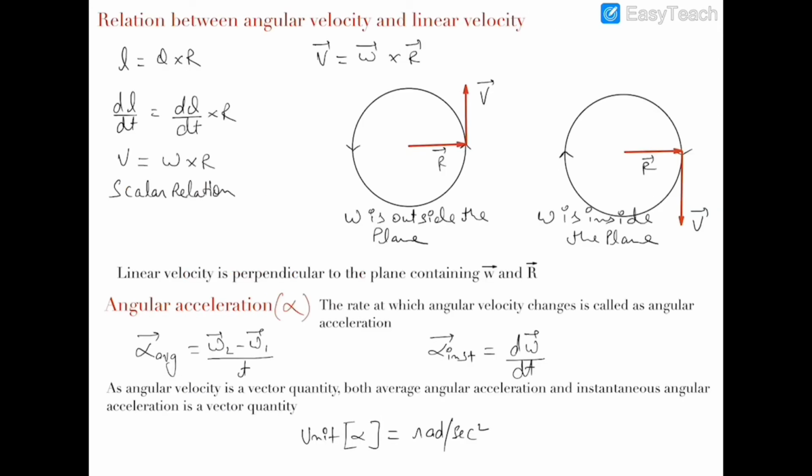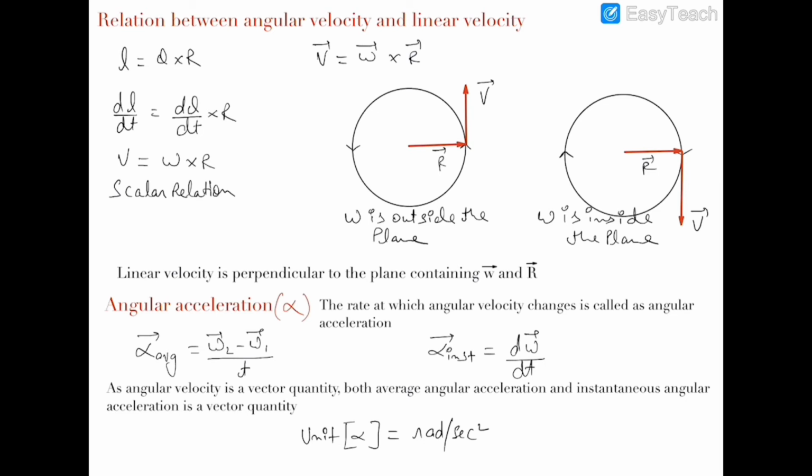Now the relationship between angular velocity and the linear velocity will be calculated here. So we know that L, which is arc, is equal to theta into radius. Now if we differentiate with respect to time on both sides, then dl by dt is equal to d theta by dt into r, and this dl by dt is linear speed v, and this d theta by dt is angular speed omega, and r is the radius.